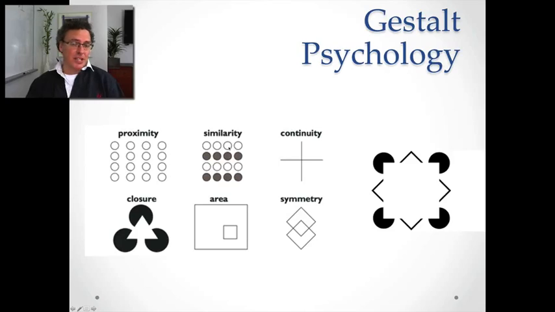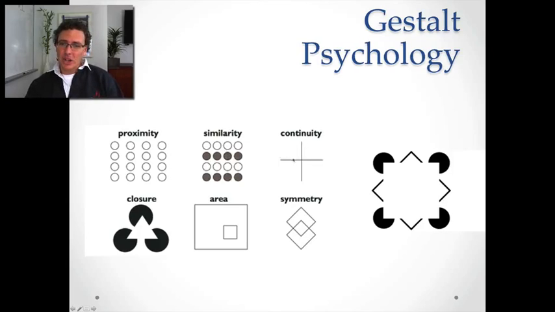This is a different example. In this case, we tend to see more horizontal bars. Why? Because these things are more similar to each other. So they're grouping together because they're similar looking. Okay, similarity can group things.